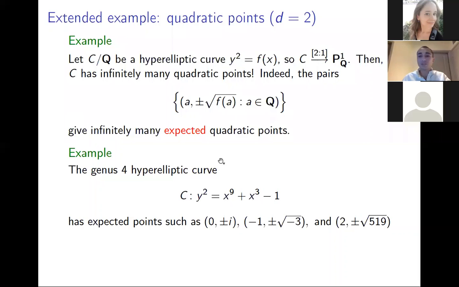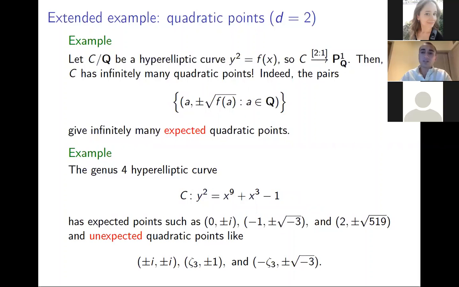The thing to note here is that the x-coordinate is rational and the y-coordinate is irrational. Okay, so let's do another example. We have this genus 4 hyperelliptic curve, y squared is equal to x to the 9 plus x cubed minus 1. And this has the expected points. I just plugged in 0, minus 1, and 2, and we get these points. But there are also some interesting unexpected points.